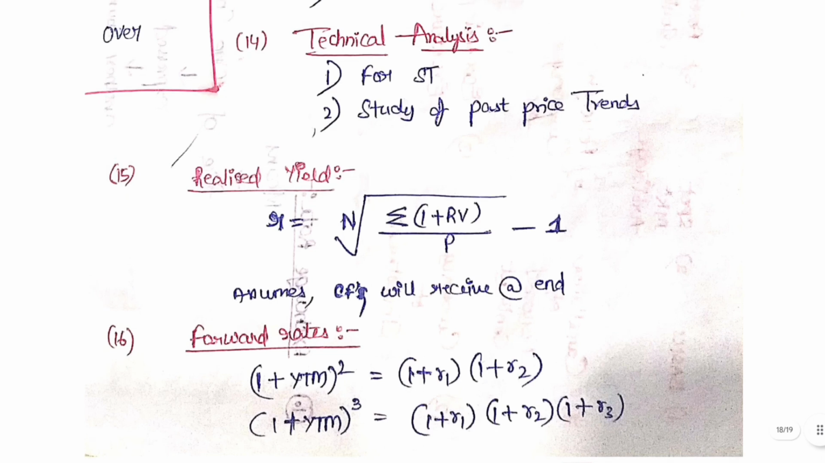Realized yield R equals nth root of the product of (1 plus R) divided by P, minus 1. It assumes cash flows will be received at the end. Forward rates: (1 plus YTM) whole square equals (1 plus R1) into (1 plus R2). (1 plus YTM) whole cube equals (1 plus R1) into (1 plus R2) into (1 plus R3). These are the ways to calculate forward rates.